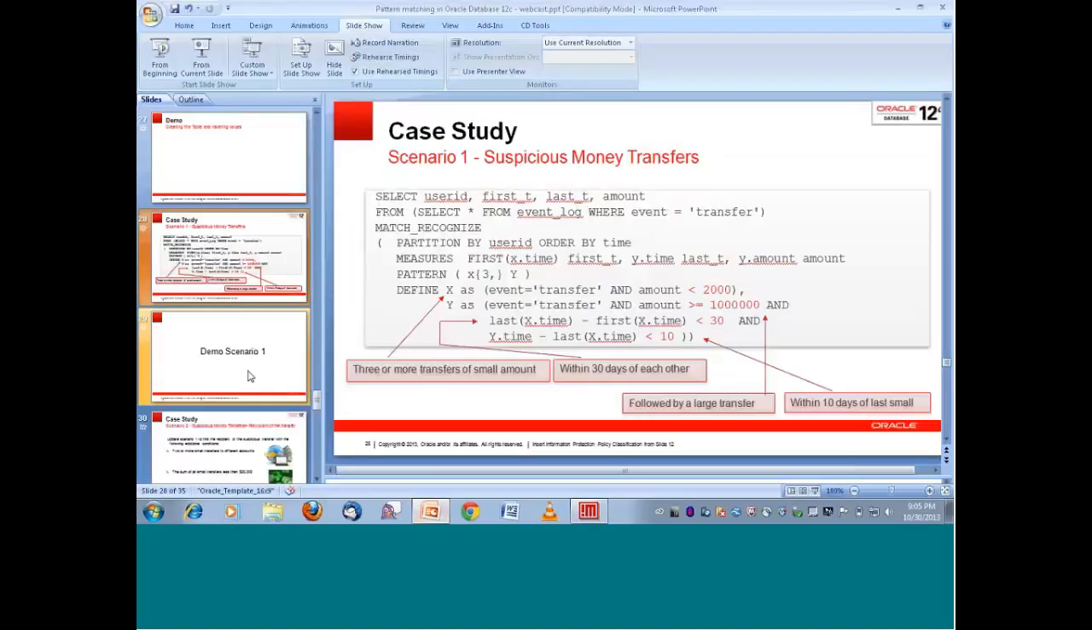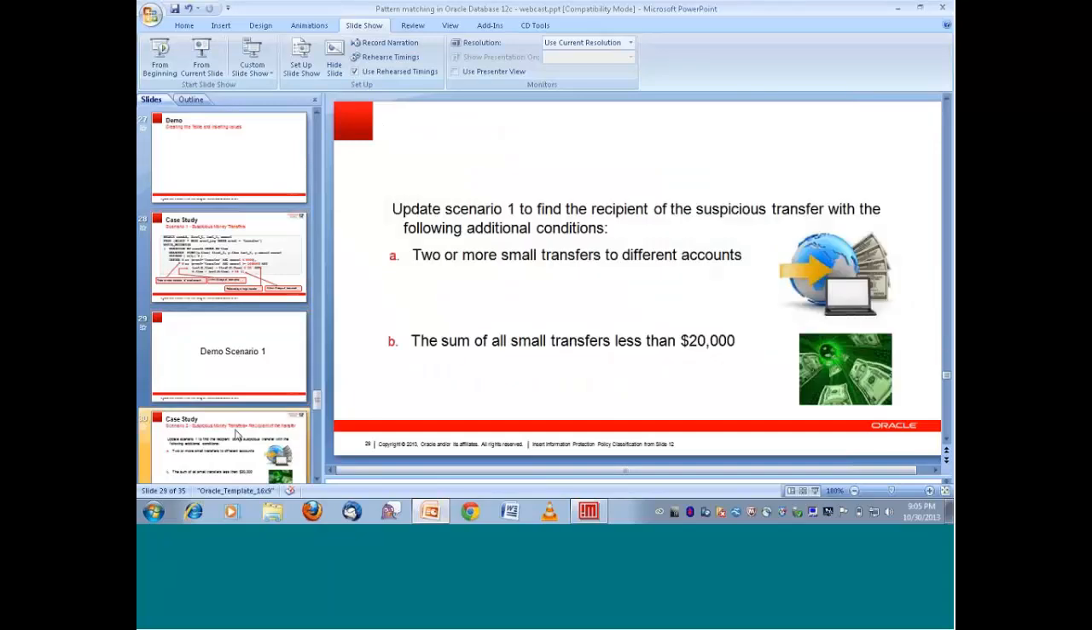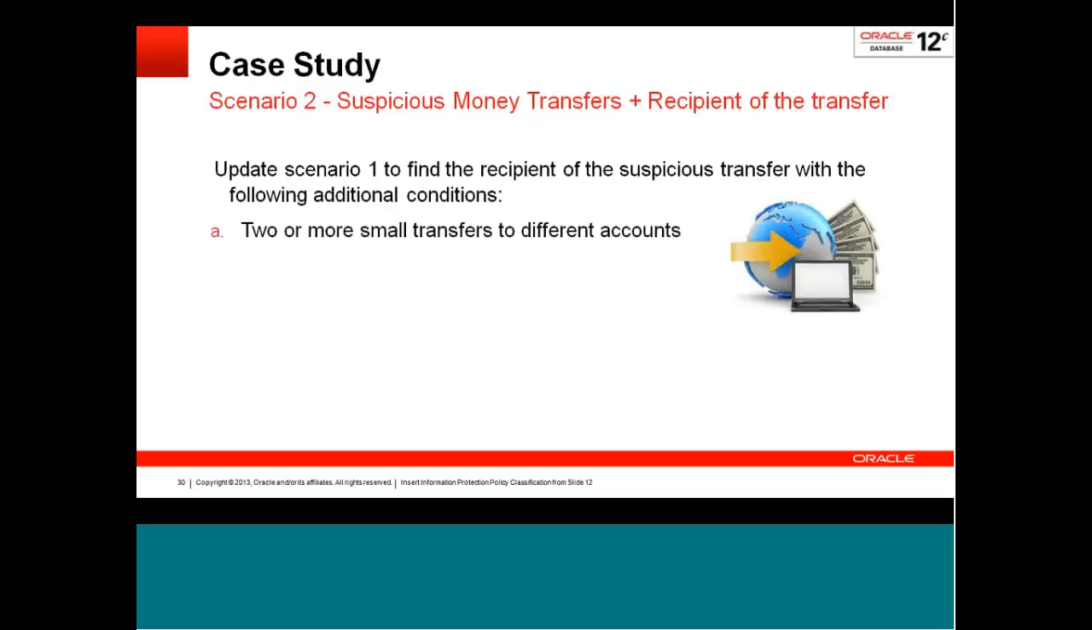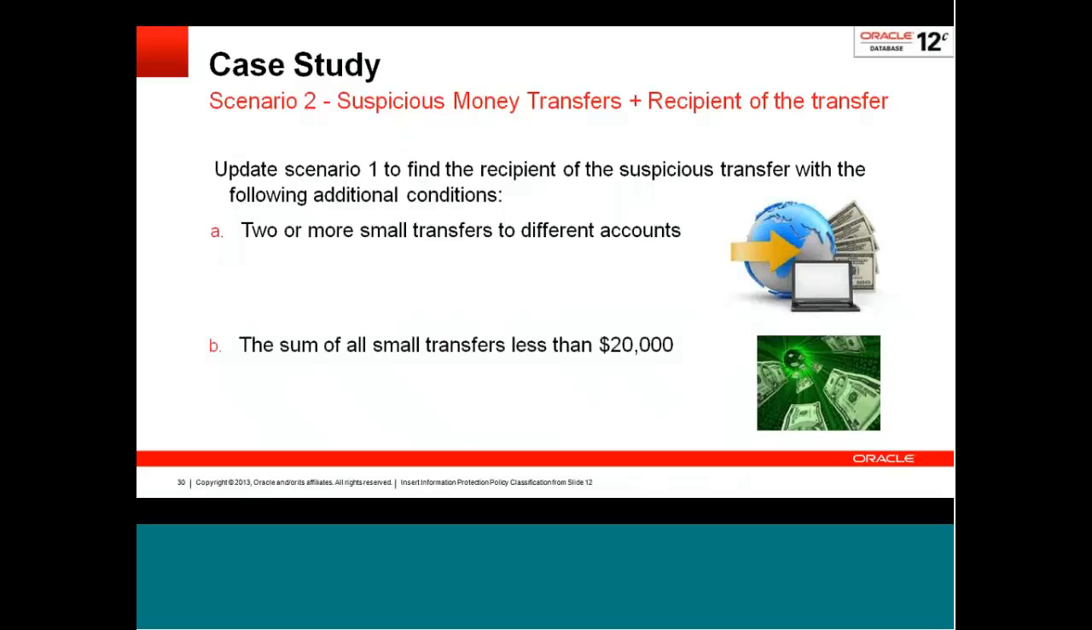Let's go back to a slide and update the scenario to find the recipient of the transfer. So we already know who is the person transferring the money. We also want to know the recipient of transfer with 2 more conditions. In the 3 small amount transfers, we want 2 or more small transfers to happen to different accounts, and then we want the sum of all small transfers to be less than $20,000.